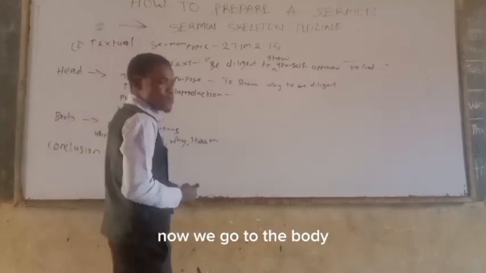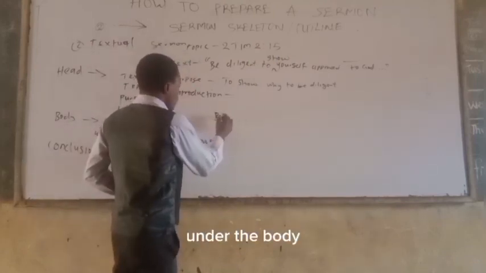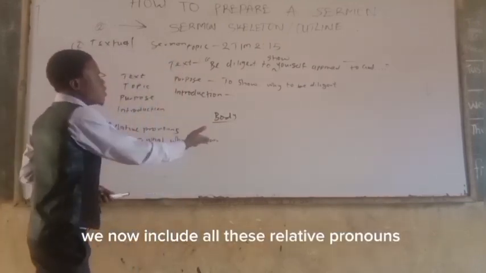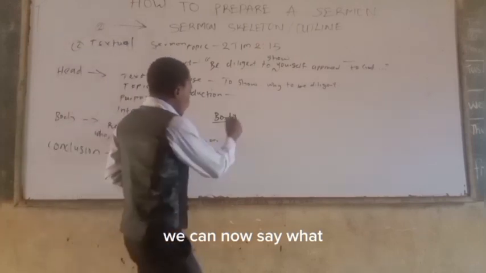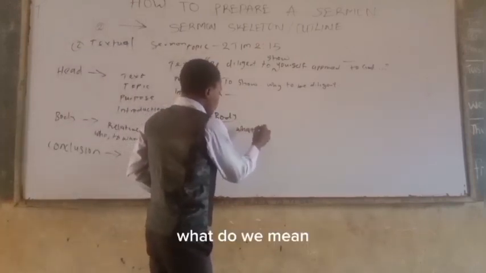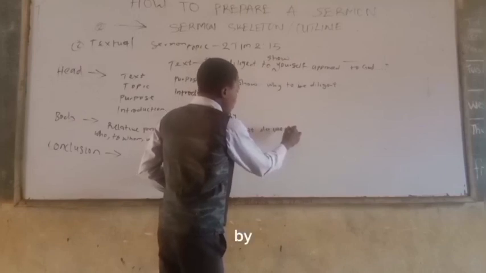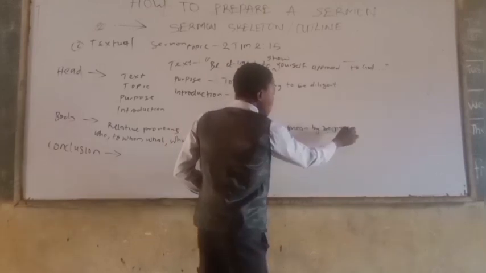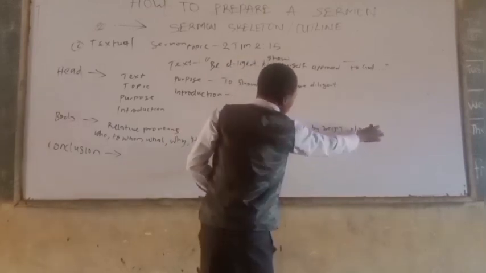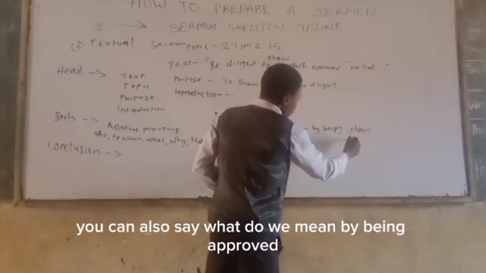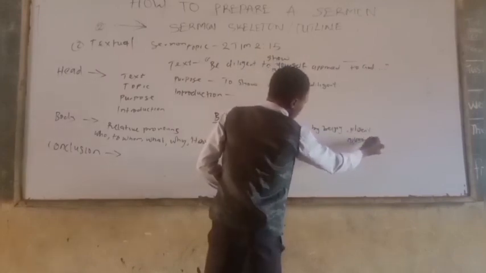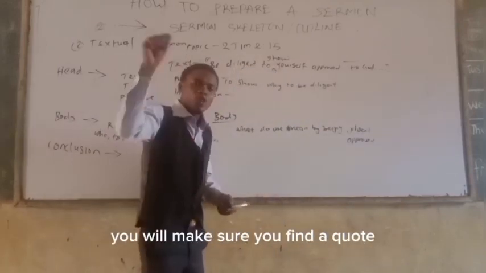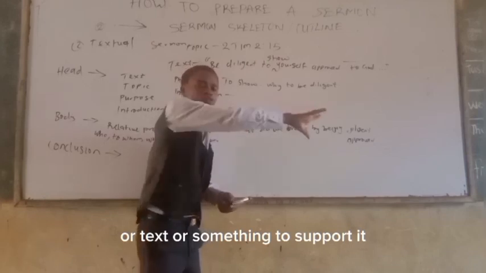Now, you will go to the body. Under the body, you will include all these relative pronouns. You can say, what do we mean by being diligent? You can also say, what do we mean by being approved? You will define all these ones. What do we mean by diligent?